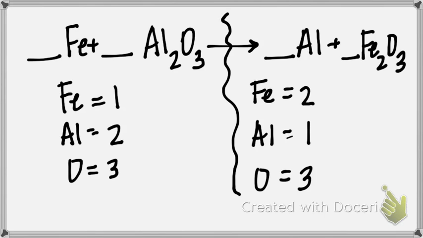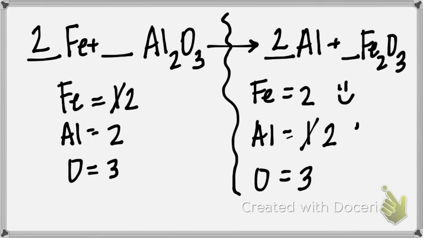Well, it can't happen that way. And iron just so happens to be out by itself on the left-hand side. So you're going to put a 2 in front of iron. 2 times 1 gives you 2. It's 2 on each side. We're happy there. The aluminum, on the other hand, goes from 2 down to 1, and we can't have that either. But since it's by itself on the product side, I can put a 2 easily there, because 2 times 1 is 2. And now your aluminums are balanced, as are your oxygens. So it's balanced with a 2-1, 2-1.